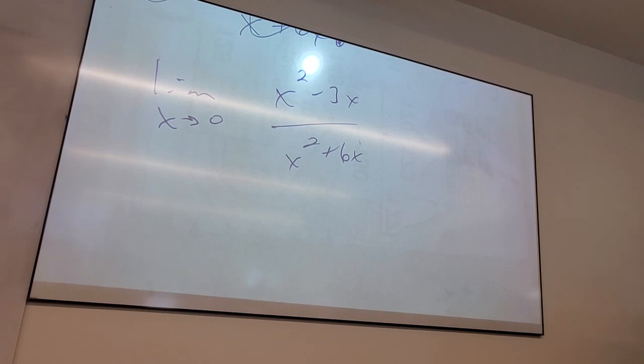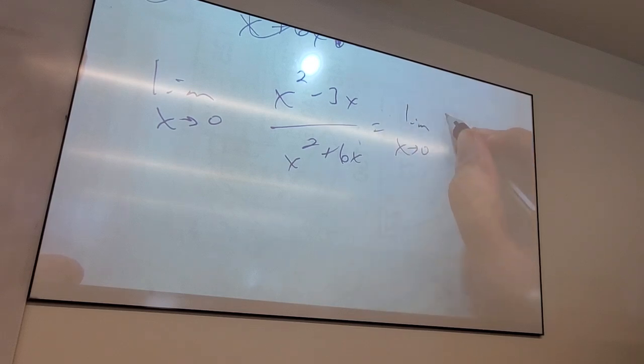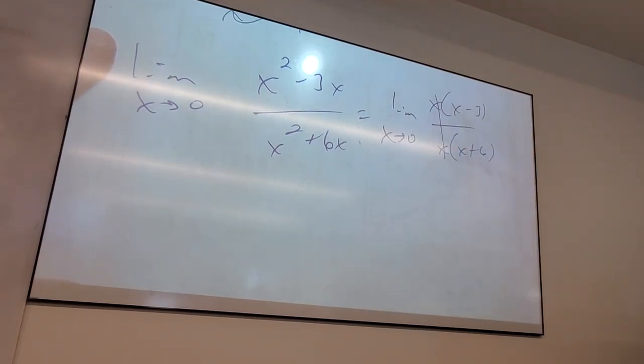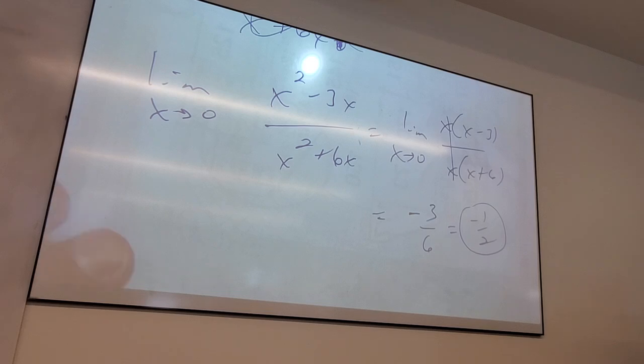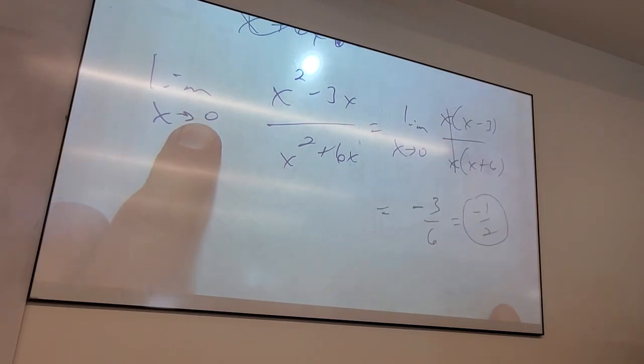If it's that, then you think, what algebra can I do? Can I multiply by a conjugate? Can I factor? What can I do? Factor. What comes out? And then what cancels? That's right, the problem cancels. The thing that made the top and bottom zero cancels. So then I get negative one half. What does that mean? As the input approaches zero, the output approaches negative one half. Yes, as my inputs get close to zero, my outputs get close to negative one half.